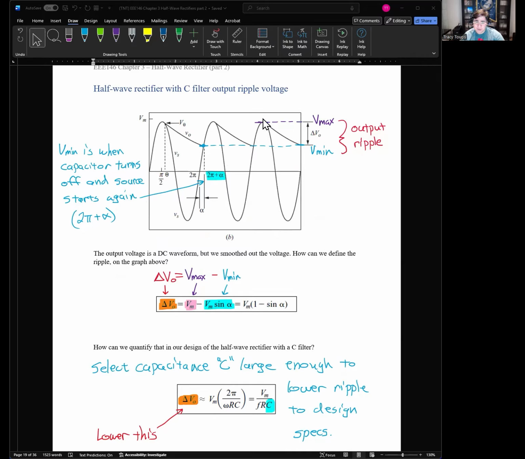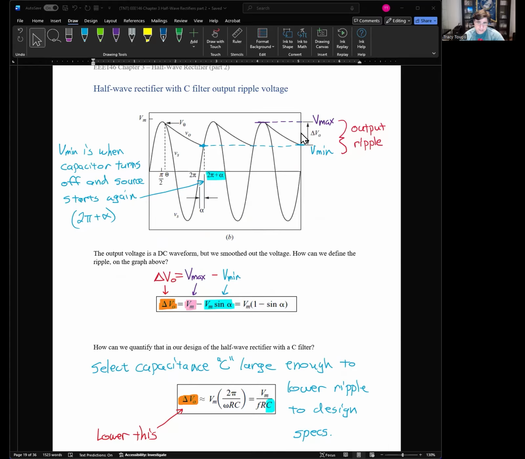And this up and down motion is just your capacitor charging and discharging. The difference between Vmax and Vmin is your delta V out. So if my maximum voltage is, let's say, 100 volts, and my minimum voltage is 80 volts, then this delta V out is 20 volts overall, okay?